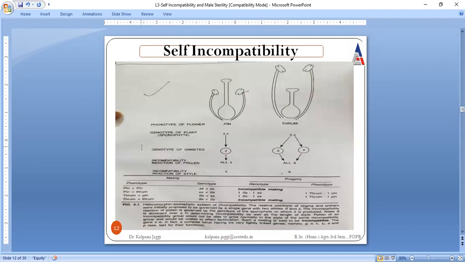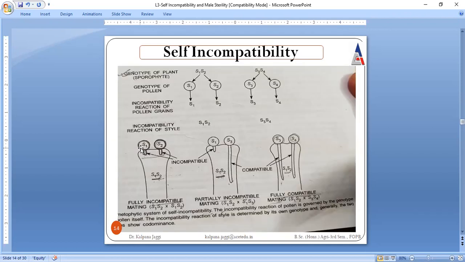This is the case of homomorphic sporophytic. As in the previous case, capital S, that is the complex locus, was controlling. Here we have a single complex locus, and that is said to be capital S. There we had small s, and here we are going to have capital S. Complex locus is capital S, but in certain cases, more than one gene can be involved in the case of the homomorphic system.